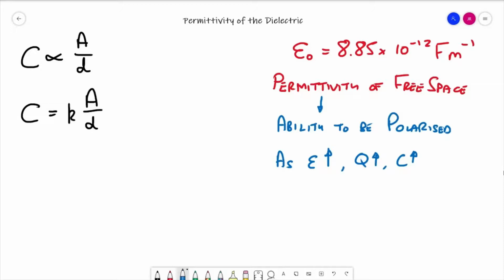We now have the constant of proportionality. The constant of proportionality comes from the dielectric and is just the permittivity of the dielectric. We can insert that into the equation, and we end up with the equation C is equal to epsilon A over D, where epsilon is the permittivity of the dielectric.